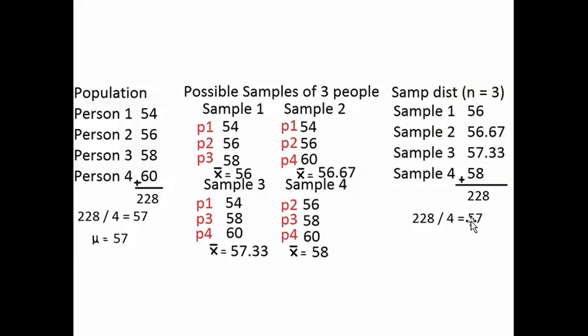So the point that I'm making here is that the mean of the sampling distribution equals the mean of the population no matter what sample size you're dealing with. It doesn't matter if the sample size is 2 or 3 or any other sample size.